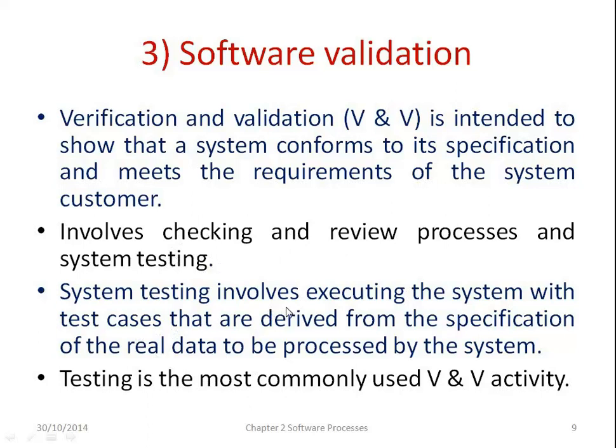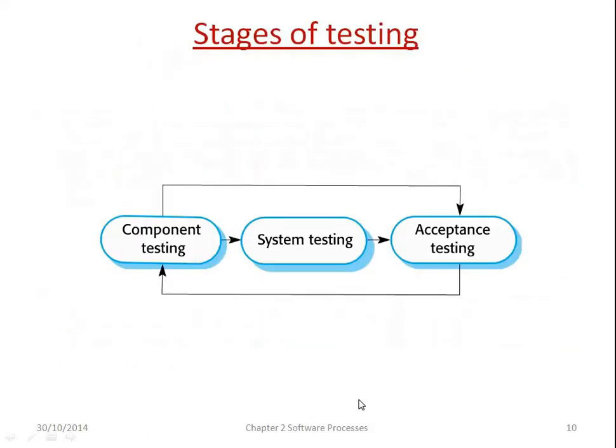System testing involves executing the system with different test cases that are derived from the specification of the real data to be processed by the system. Testing is the most commonly used V and V activity. So this is the block diagram of the different stages of testing. In component testing, each component in the software system can be tested, for example arrays, pointers, objects.